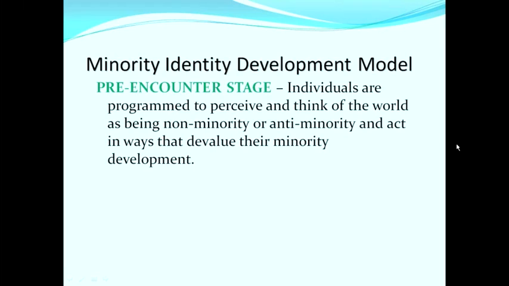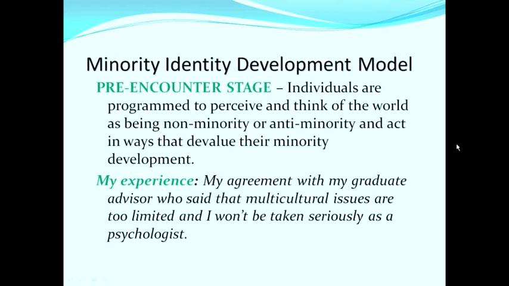Okay, so now let's apply the minority identity development model and the first stage. And some of you also know that people don't call these stages anymore. They call them statuses, because a stage essentially kind of boxes you in, whereas status just means it's a temporary label at that time. But this was the original language. So in the pre-encounter stage, individuals are programmed to perceive and think of the world as being non-minority or anti-minority and act in ways that devalue their minority development.